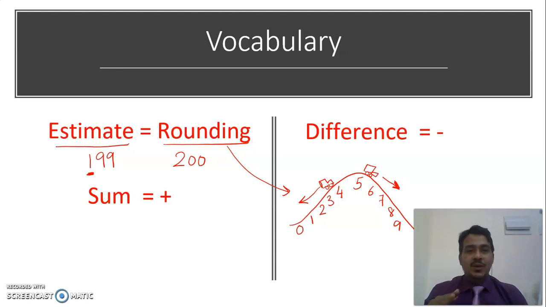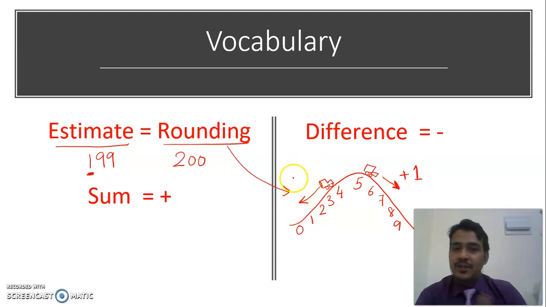If the number is 5, 6, 7, 8, 9, the car goes forward. If the number is 0, 1, 2, 3, 4, the car goes backward. If we go backward, we round down. If we go forward, we round up. So if we round up, we increase the number, we add 1. And when we round down, we don't add 1. We write the number same. Yes, so that's how we do rounding. I hope you remember rounding.